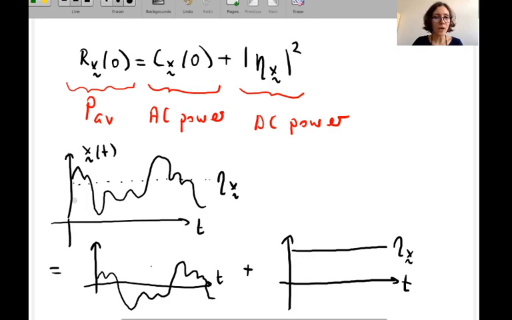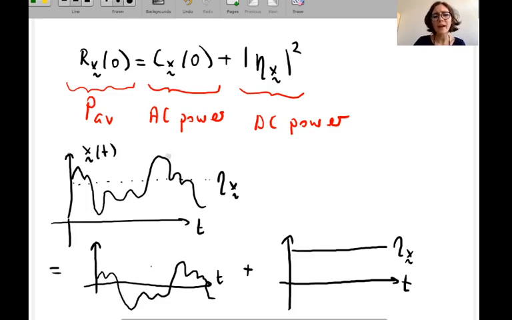Now, what you can show is the following. You have the average power of this process, P out. What is it? It's Rx evaluated at tau equals 0. You can show that the average power of this process is the sum of the average power of the first process plus the average power of the second component. The average power of the second component is nothing but the magnitude of eta x squared, hence called the DC power.